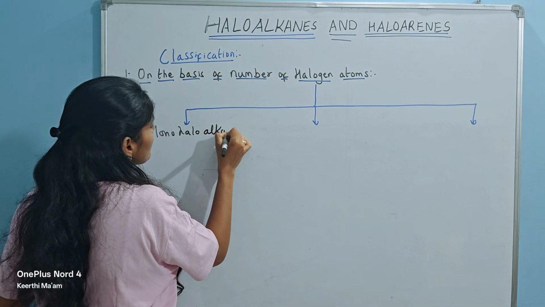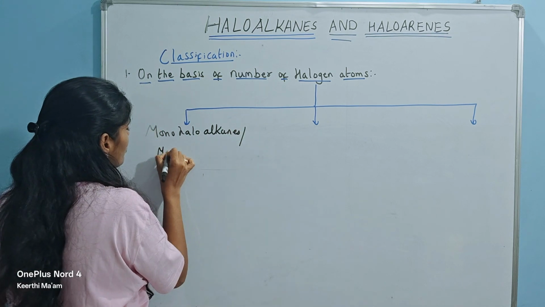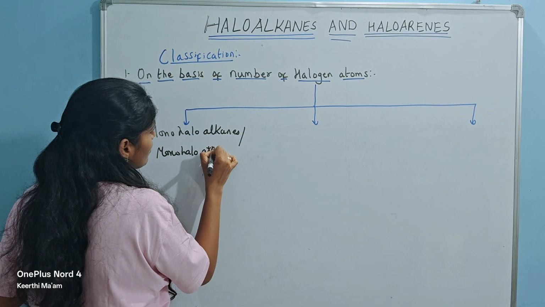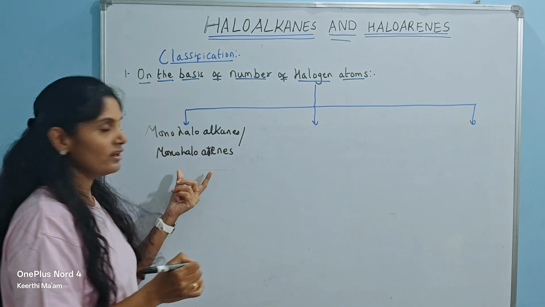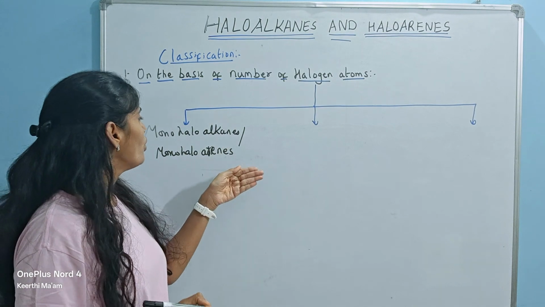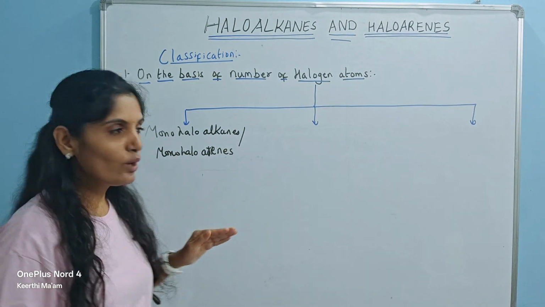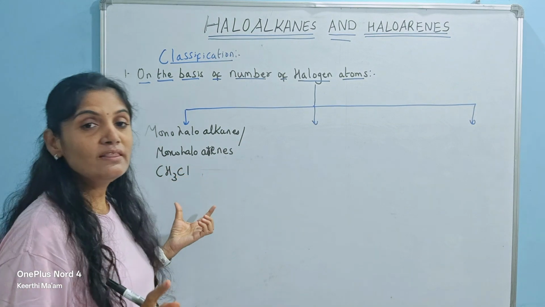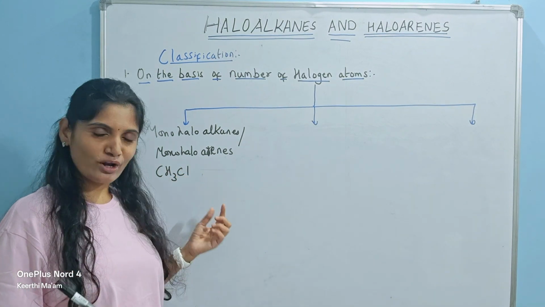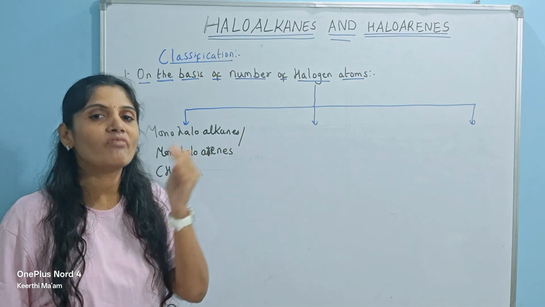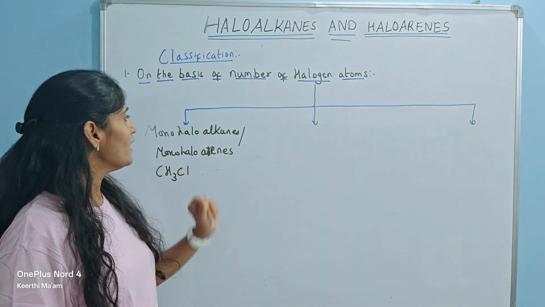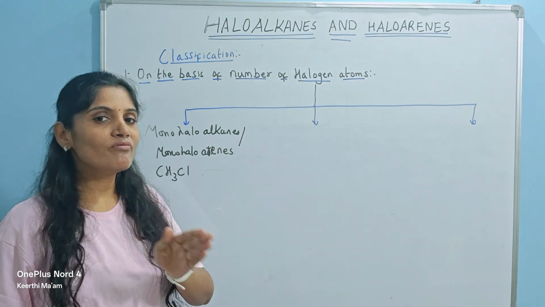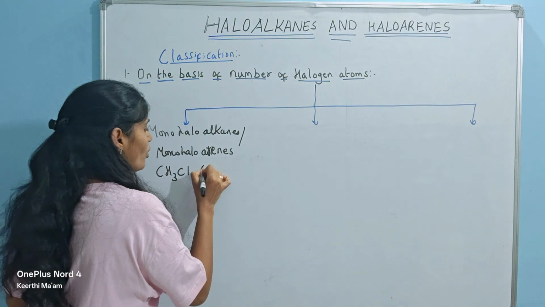monohaloalkanes or monohaloarenes. Now, when do I say that it is a monohaloalkane or a monohaloarene? If it is CH3Cl, from methane one hydrogen has been replaced by chlorine. So, if one hydrogen gets replaced by one halogen, then I call it a monohaloalkane. If one hydrogen from an alkane is replaced by one halogen, then I call it a monohaloalkane.